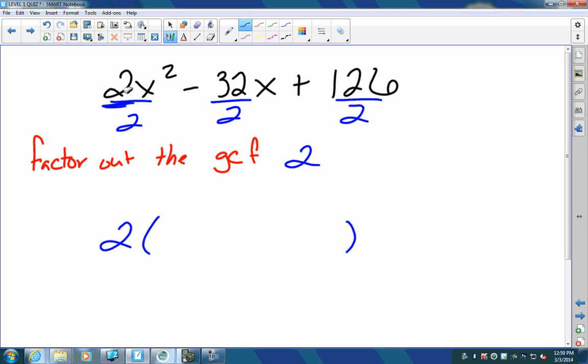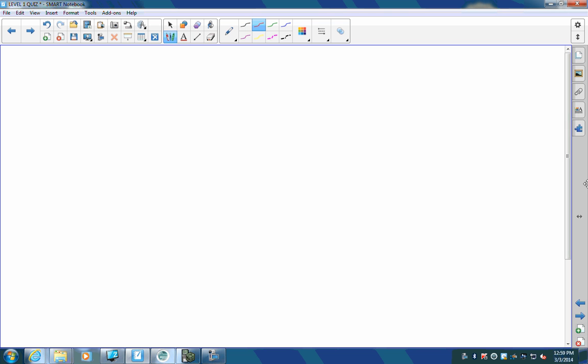So 2 divided by 2 is 1. I get x squared. 32 divided by 2 is 16, so minus 16x. 126 divided by 2 is 63. Right now you may be able to factor this in the parentheses a little bit farther by doing slide and divide, but right now I'm not going to do that. I'm just asking you to pull out the GCF. Okay, so let's look at another one. The instructions are to factor out the GCF. So here's the next problem.